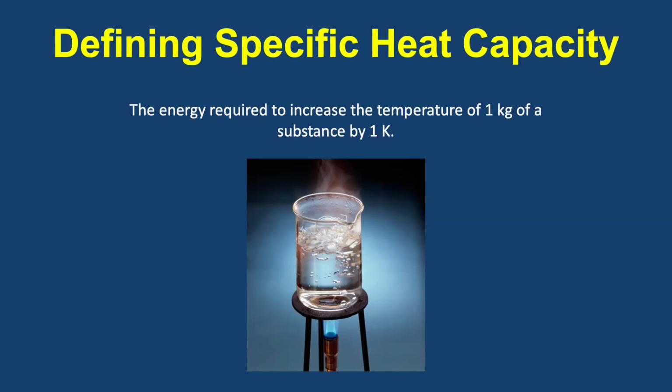Let's begin with the definition of specific heat capacity using language. Specific heat capacity is the energy required to increase the temperature of 1 kilogram of a substance by 1 Kelvin. In the image you see here, we see a mass of water being heated by a Bunsen burner. Of course, the water is going to increase in temperature, but how much heat must the Bunsen burner supply to raise 1 kilogram of water by 1 Kelvin? That is specific heat capacity.